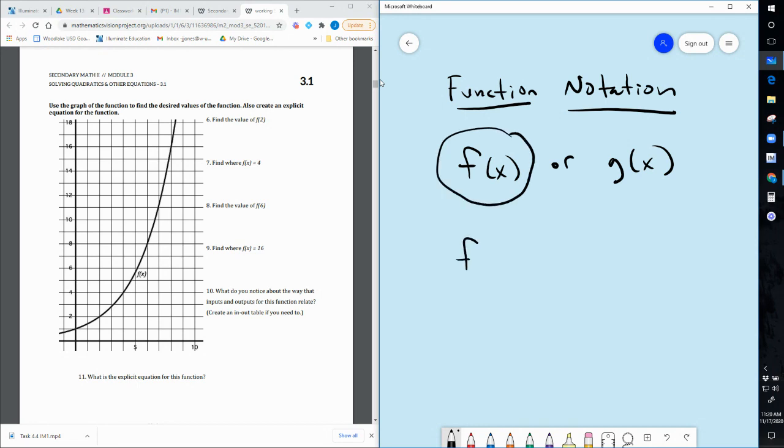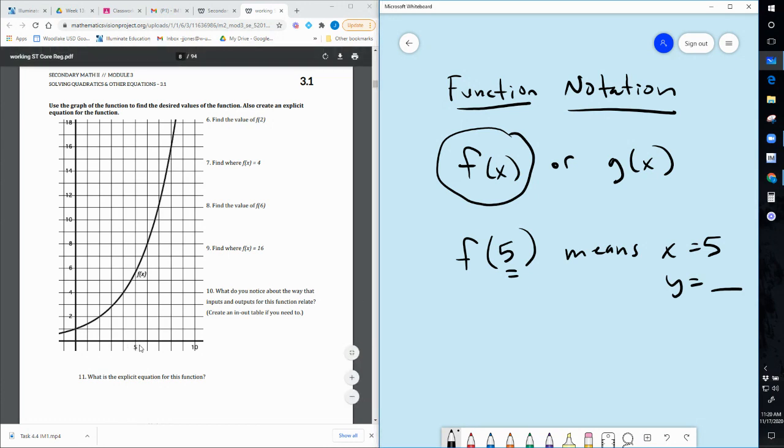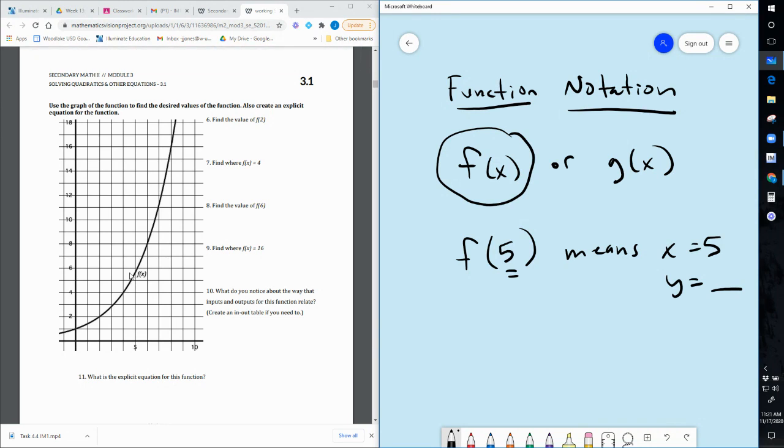Let's actually just do a different problem. Let's just go ahead and say I did f of 5. F of 5 means x equals 5, so y equals blank. That's what it means. It means plug in, if x is 5, what does y equal? Okay. So basically, go over to your graph whenever x is 5, which is right here, and then you're going to go up to your graph, and it's just under 6. So we'll say the answer is like, I don't know, 5.8 or something, okay? So the answer to f of 5 is 5.8, approximately, okay?